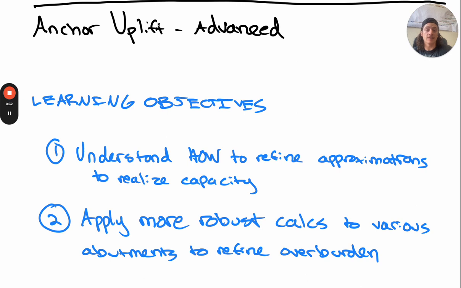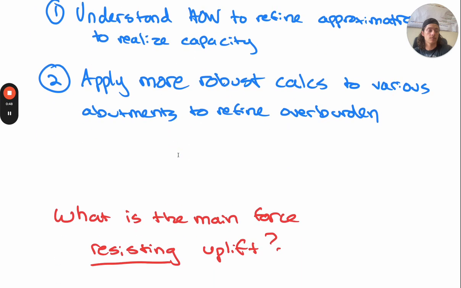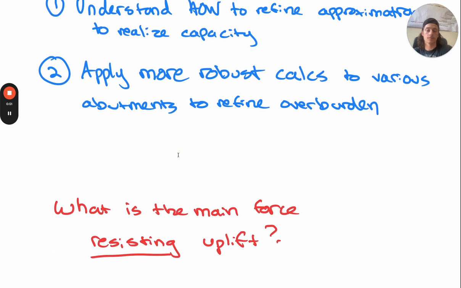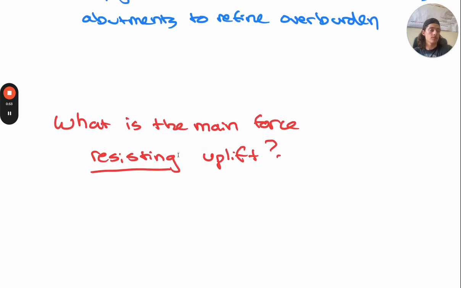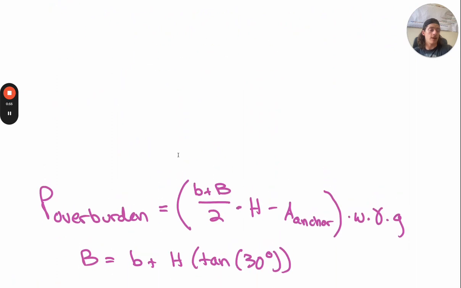Before diving into the advanced uplift analysis, we will start with a refresher on how we calculate uplift factors of safety in the basic course, BP211. Do you remember the name of our main force resisting uplift? Right. The name of the main force resisting uplift is overburden.